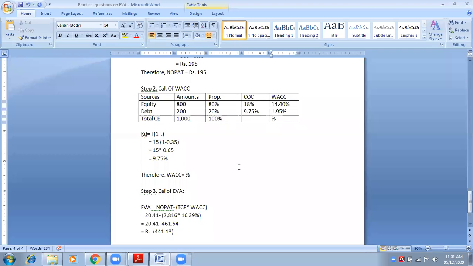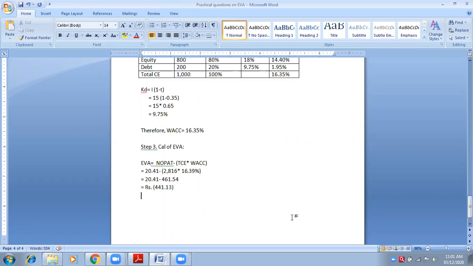Yes, Shubham, tell me. 16.35. 16.35% is my WACC. So here also I will write, therefore 16.35% is my WACC. Okay. Now tell me, what is the third step?